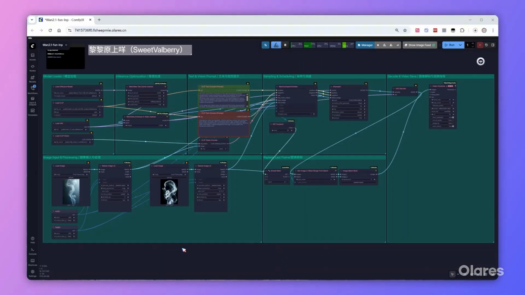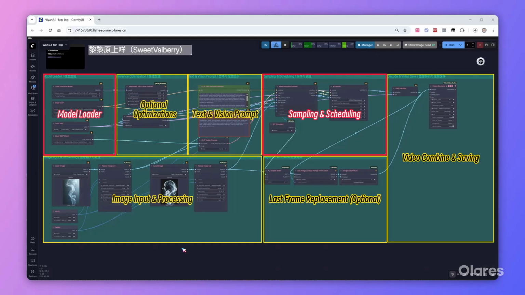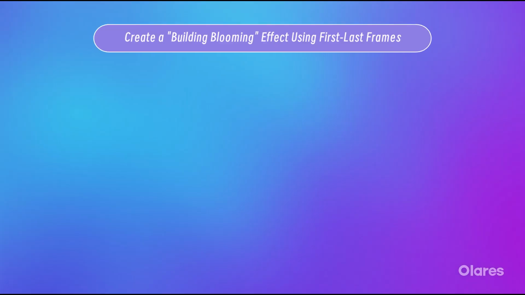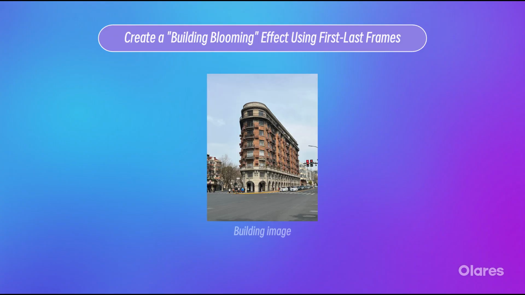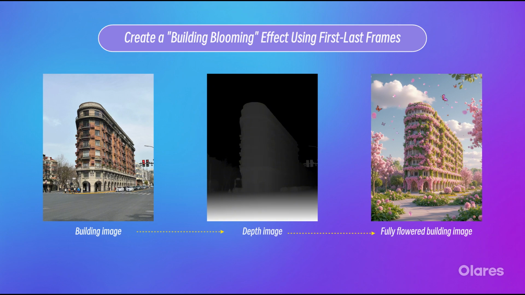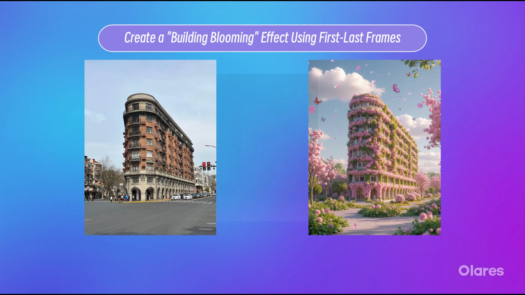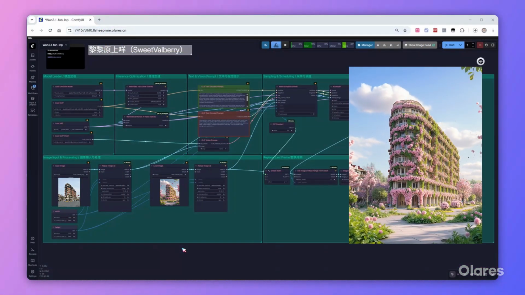Besides Wan Fun, the start-end frame generation capabilities of Wan 2.1 VACE, Wan 2.2, and LTXV are also quite good. LTXV, in particular, is very fast and effective. To use these models, simply replace the model loading and sampling node groups in your workflow, and adjust prompts and parameters as required. Now, let's look at how the building blooming effect shown at the beginning of the video was made. Select a building image, use depth ControlNet and a blooming LoRA to generate a matching building image covered in flowers. Then input these two images as start and end frames into the workflow you just saw. It's easy to generate a building blooming video effect.